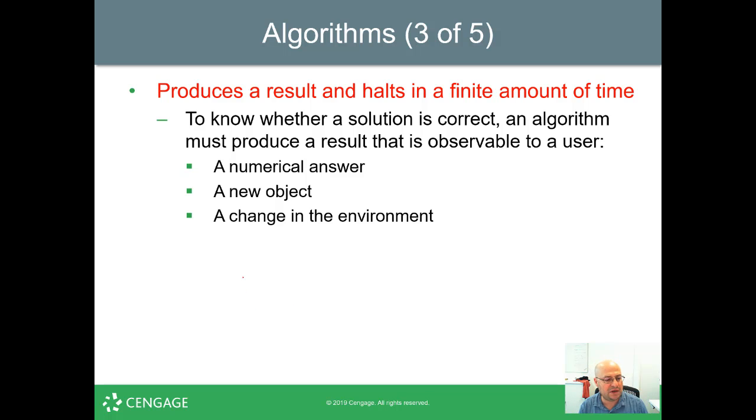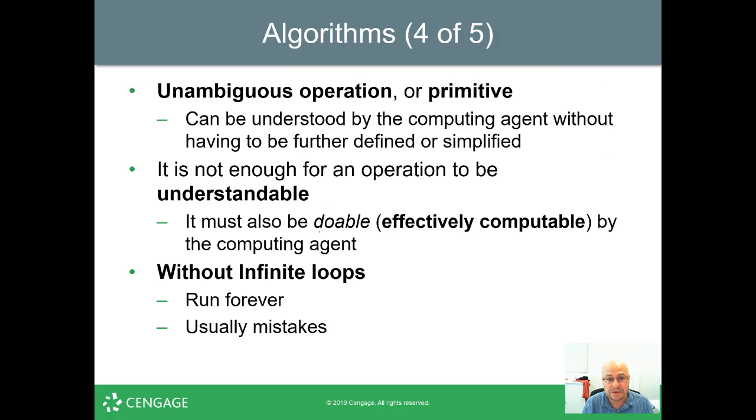Right, so we want a solution to a particular problem. So we want some sort of result that is observable to a particular user. It may be the answer of the algorithm, maybe a numerical answer, or maybe a new object, or maybe a change in the state of the environment, or of the robot, or of the tabletop, where the robot is playing with bricks. Whatever. So there should be an answer. If there is no answer, you can't say that your algorithm is working, right? It's useless.